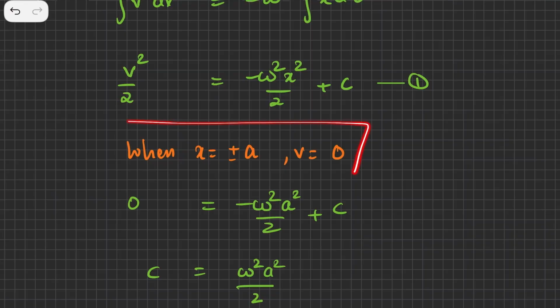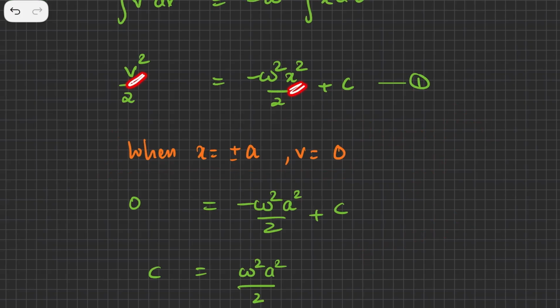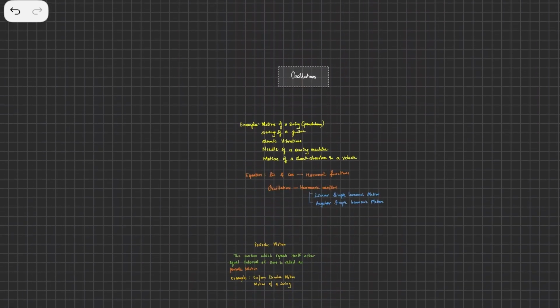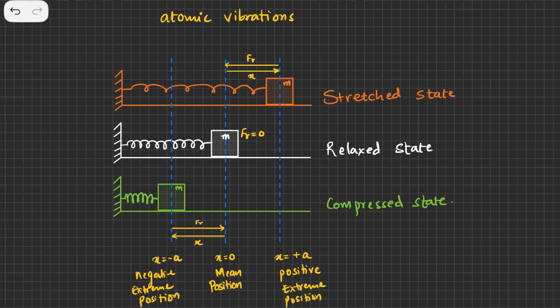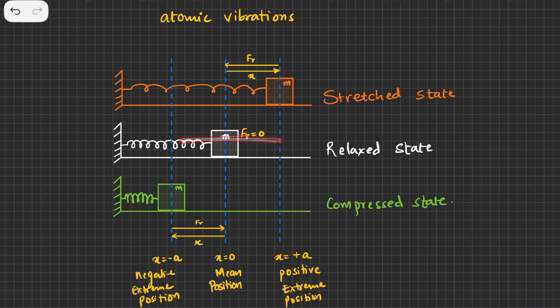This condition, which I have put in orange, is what is called the boundary conditions. Boundary conditions are applicable on variables. We have two variables in our equation, one is v and the other is x. If you see the oscillating part of the system in this diagram, the body is oscillating here, from here and there, between the extreme positions. This center position is the mean position, this is the negative extreme position, and this is the positive extreme position. So the body is oscillating between the two extremes.